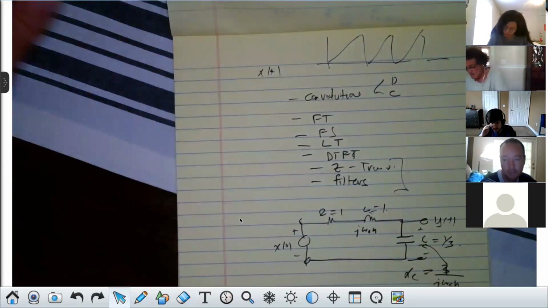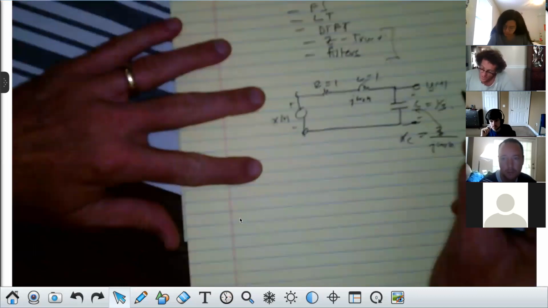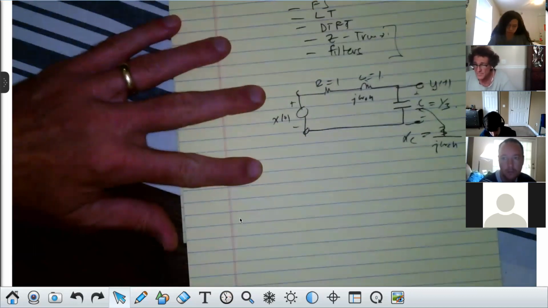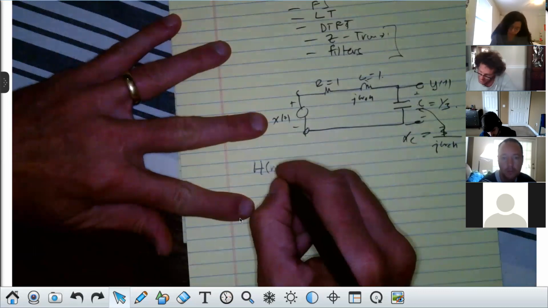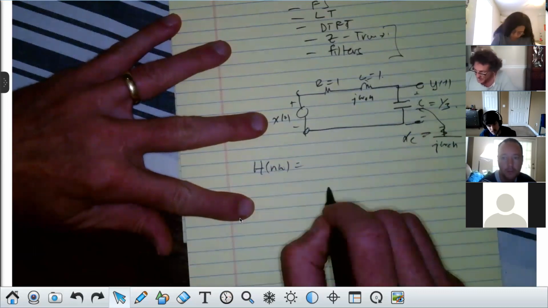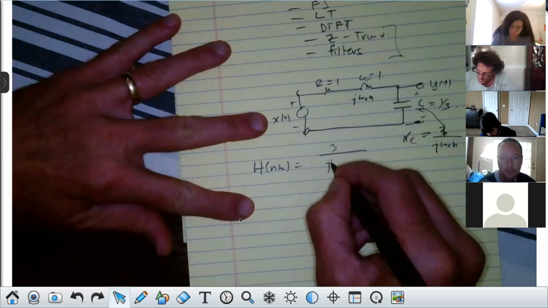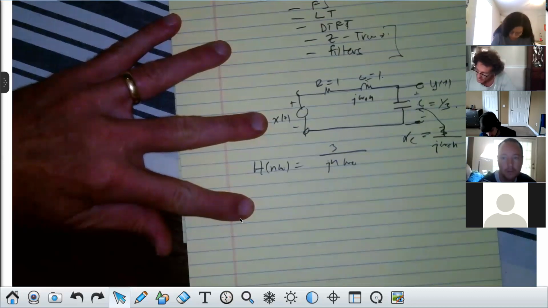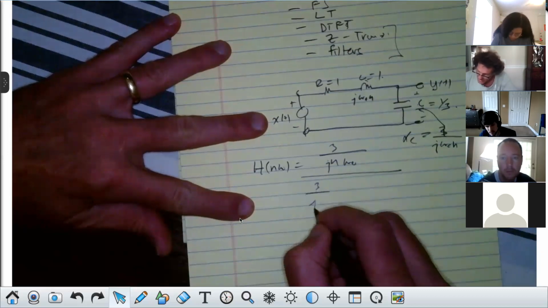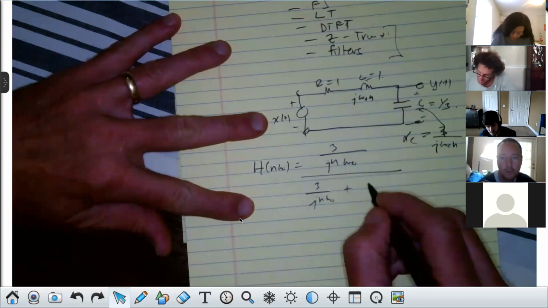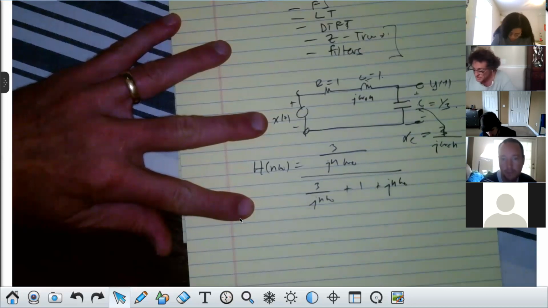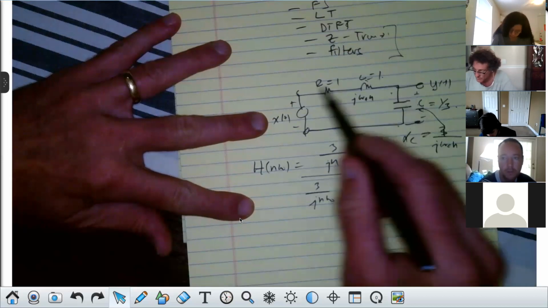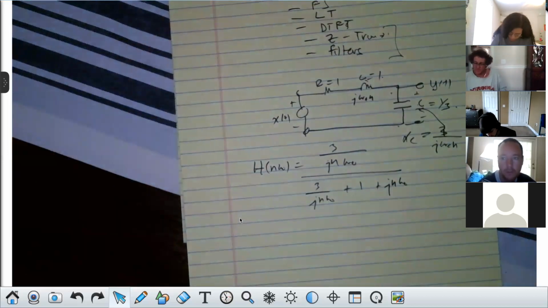Yes. All right. Now, if I want the filter output, what I'm really going to do is get the H associated with it, the transfer function, right? So my H of, not omega, but n omega naught, would be the impedance of this, which happens to be 3 over j n omega naught right there, divided by that 3 over j n omega naught plus 1 plus j n omega naught, right? It's the ratio of the output impedance across the capacitor over the total impedance, because this is simple voltage division, right?